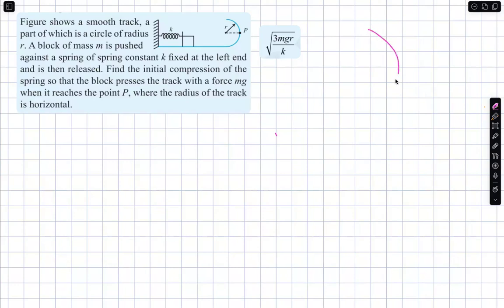See, try to please understand. At this point, the velocity is upwards, say like this. At this point, the pseudo force is m vp square by r, and that is the normal reaction. You are pressing me with this force, so my normal reaction is that. And you said that is mg. Given, N is equal to mg.